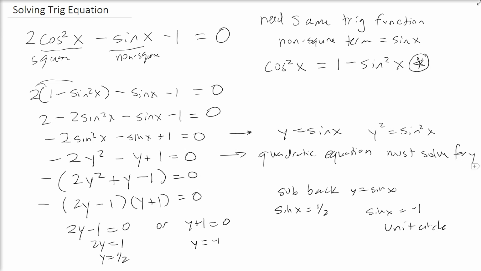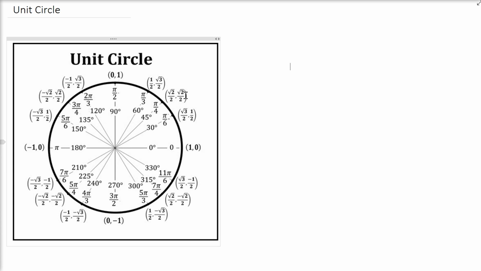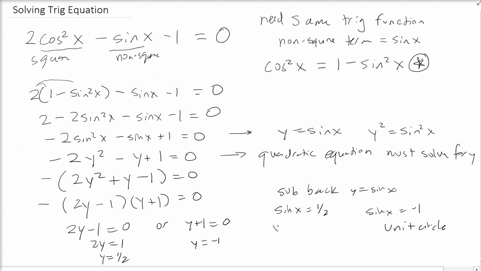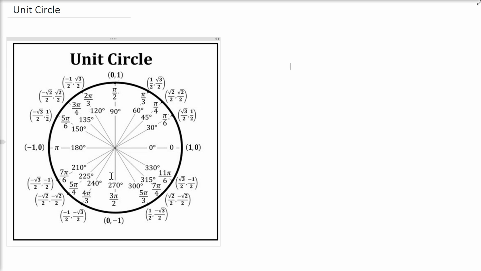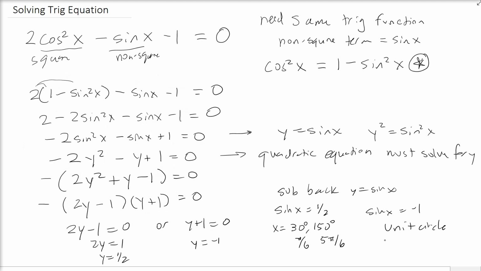So looking at the unit circle, sine of x equals 1/2. That's the second coordinate. Well, that's here at 30 degrees or pi over 6, or 150 degrees, 5 pi over 6. So that's this first equation, x equals 30 degrees or 150. That's pi over 6, or 5 pi over 6. For sine of x equals negative 1, that's down here at 270 degrees, or 3 pi over 2. So x equals 270, or 3 pi over 2 in radians. And these three values are the final answers for this problem.